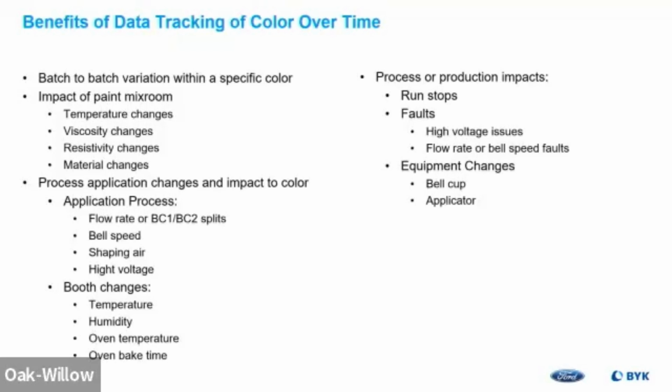And then I also think that we could start to break it down far enough that we could look at the impact of day-to-day production. Maybe it's a high voltage fault, a flow rate or a bell speed fault, or even run stops where maybe another part of the booth, or a position where something else has happened in our paint flow process, where we've held a unit and maybe it got an extended flash, but we still would be able to track back.